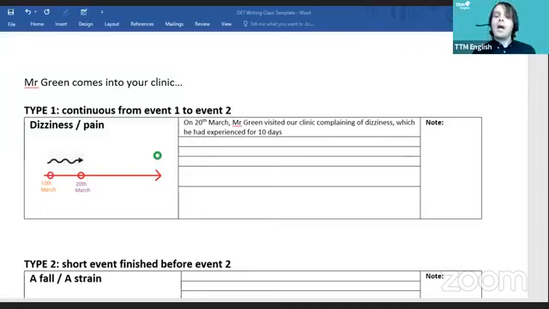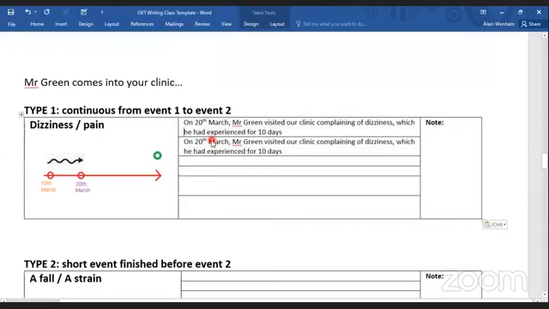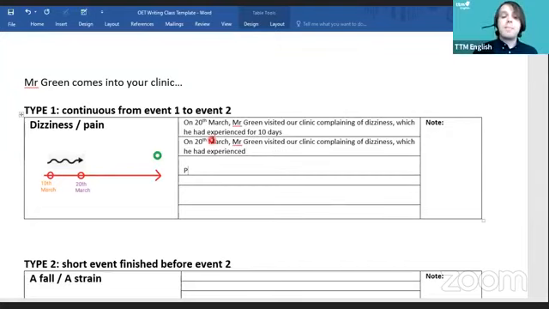Now, I've said for 10 days, but I could have said something else, couldn't I? I could have said, if I just asked Rachel and Marta. Alan, can I have a question? Yeah, sure. Can we say that Mr. Green had been experiencing dizziness before he presented to me on 20th of March? And that's coming here. That's past perfect continuous.